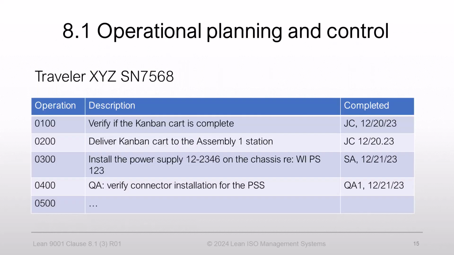Depending on the business type and size, typically, companies document product and service requirements and acceptance criteria in the work orders, travelers, job packets, or any other documents guiding and evidencing the product realization process. For example, a work order may include operations for filling a Kanban cart, delivery of parts to assembly, installation of components, and verification of particular steps with identification of personnel completing the operation.